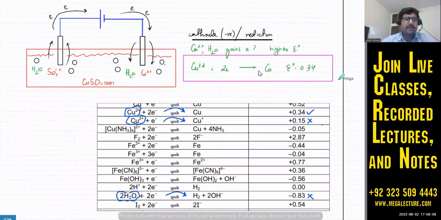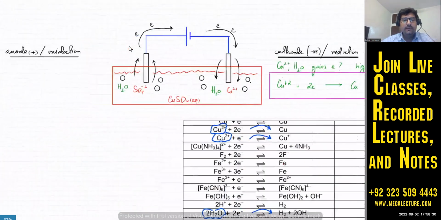Okay, idea clear? It's very simple. You just figure out who's present at the cathode. Whatever substances you have, copper plus 2 or H2, find equations where they're gaining electrons in the forward direction. The one that has the highest E naught is the one that's going to gain electrons. That's it. That's your reaction. You'll get a copper deposit on the cathode.